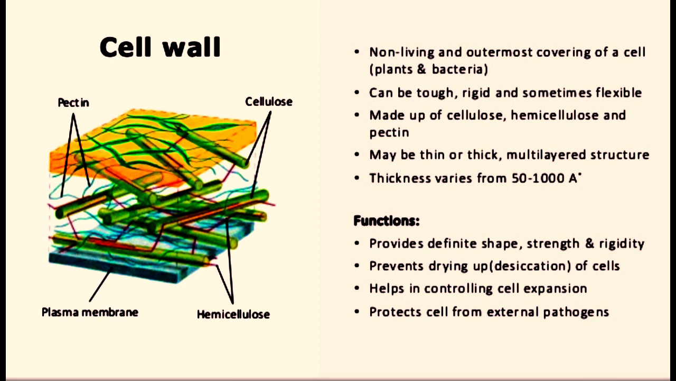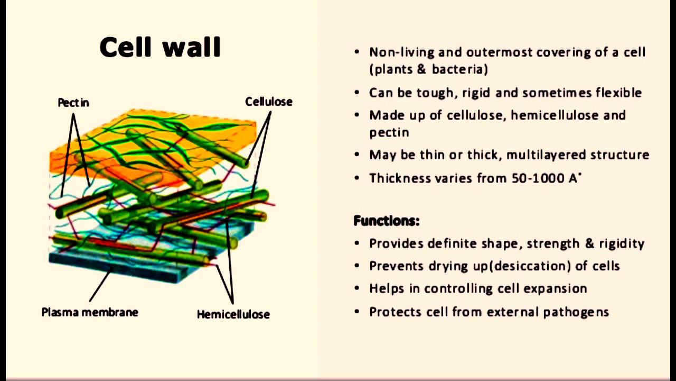The cell wall gives shape and a certain degree of rigidity to the cell without interfering with the function of the cell membrane. The cell wall is freely permeable, allowing the substance in solution to enter and leave the cell without any objection or hindrance. That means cell wall is freely permeable, and the most important point is, cell wall is a non-living structure, whereas plasma membrane is a living structure.